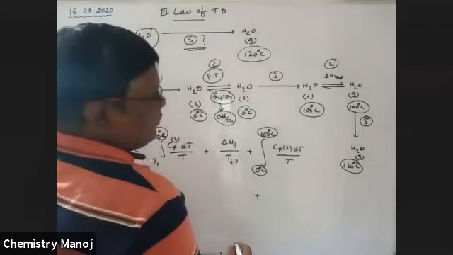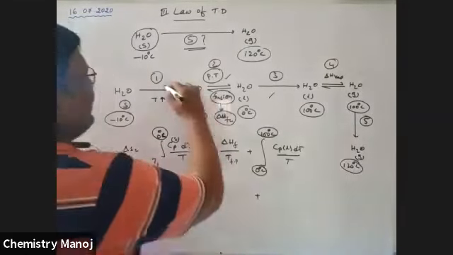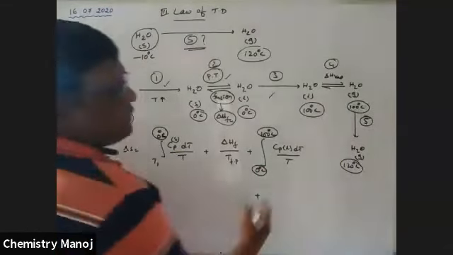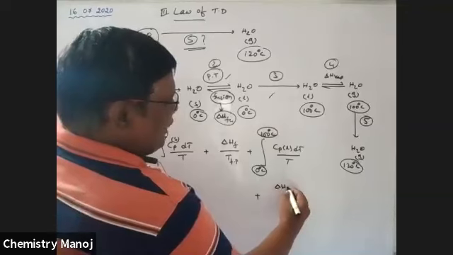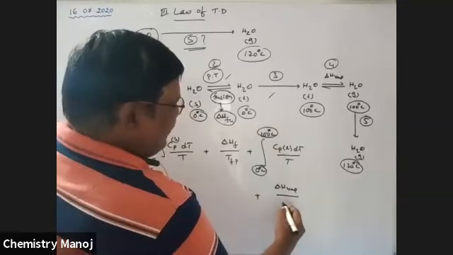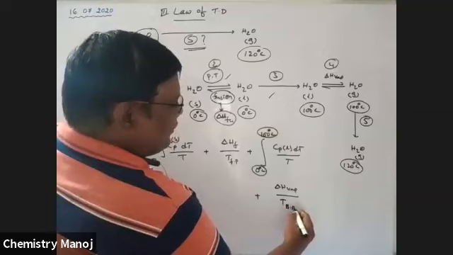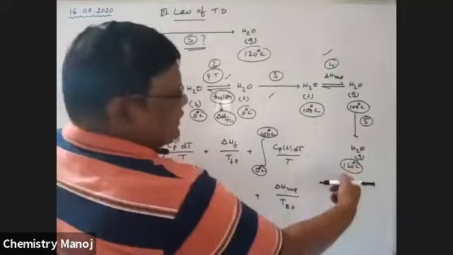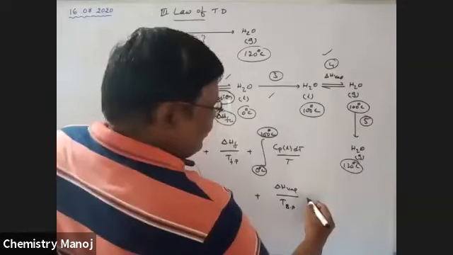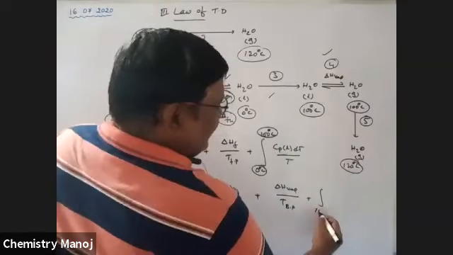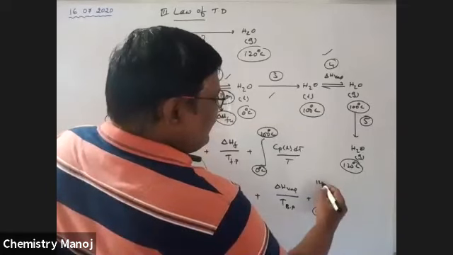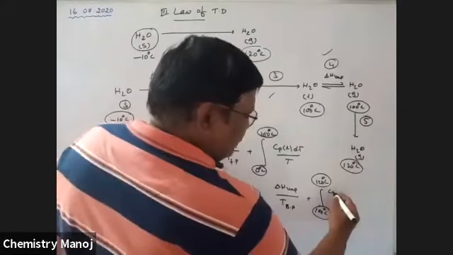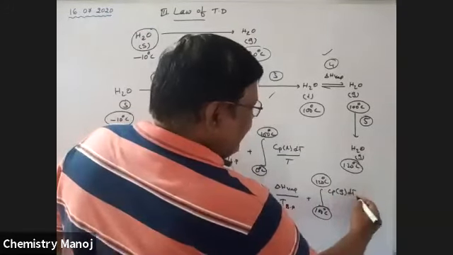Plus, this one completed, this one completed, this one completed. Next, there is once again a phase change. Plus delta H vaporization by T boiling point. After that, this one is completed. Once again the same gaseous state, that is plus the integral from 100 degrees centigrade to 120 degrees centigrade of Cp of gas dT by T.